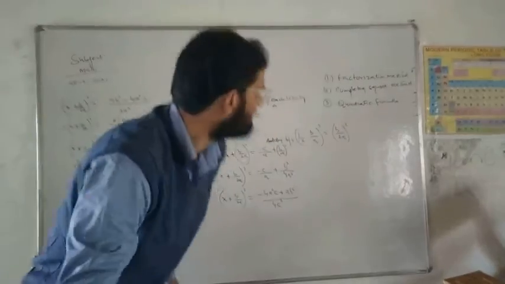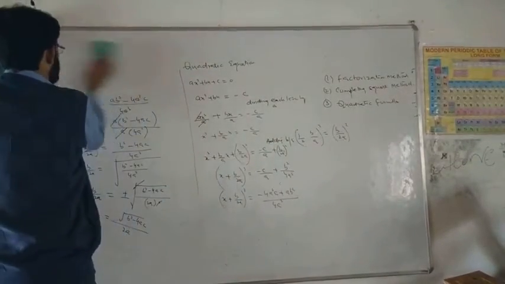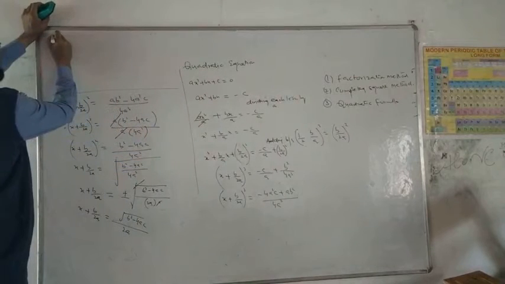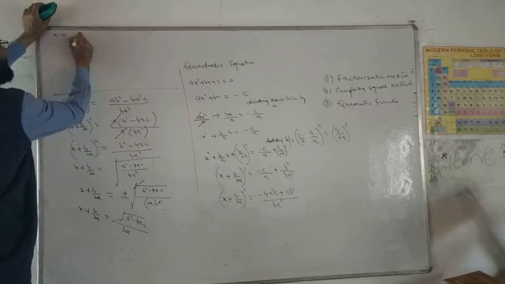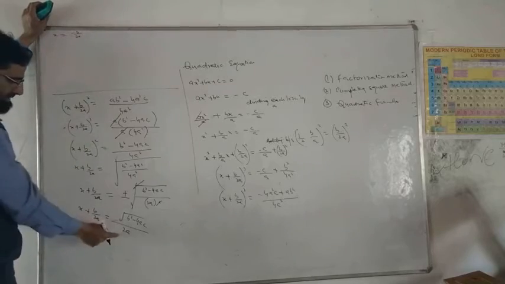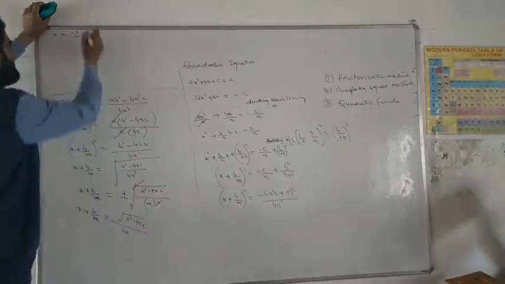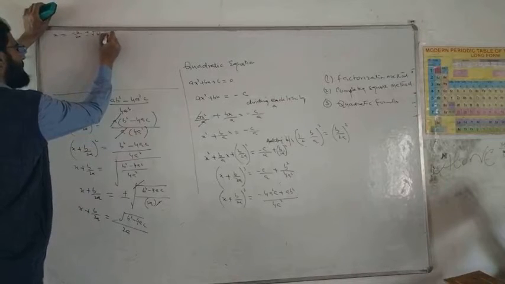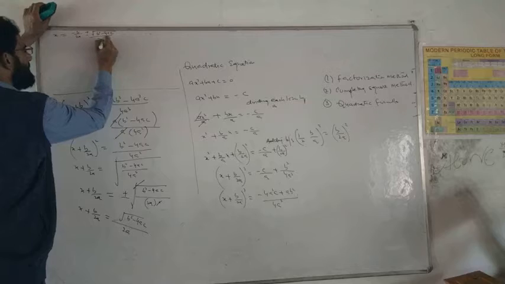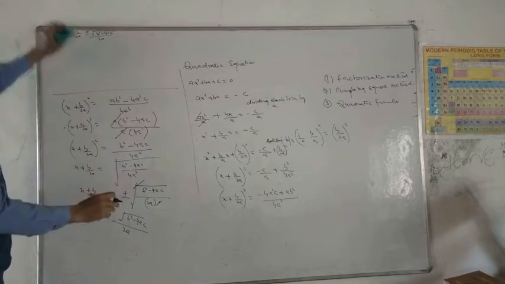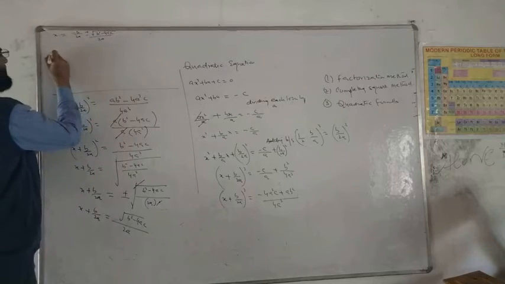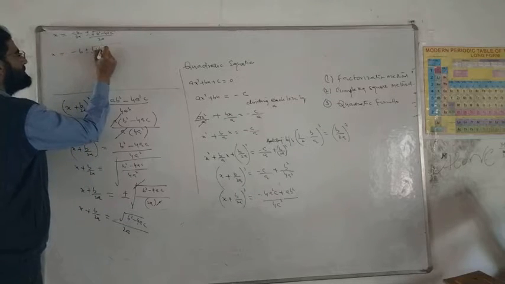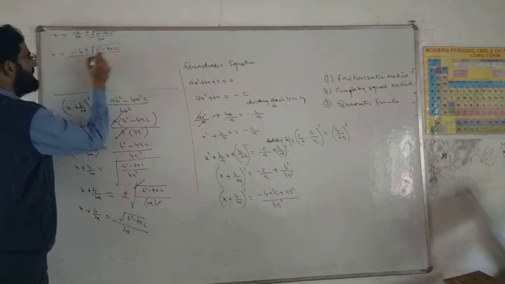So here we go. Let's write here. x is equivalent to minus b by 2a. When you are shifting this b by 2a towards the right hand side, signs will change: plus minus under root b square minus 4ac divided by 2a. Now see, the denominators are the same, so x is equivalent to minus b plus minus under root of b square minus 4ac divided by 2a.